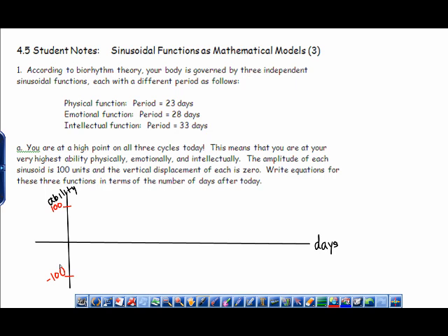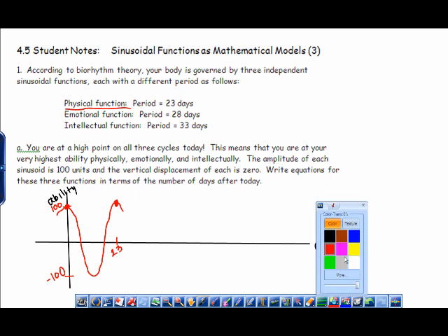Okay, now I know that for the physical, I start at the top. So on day 0, today, or after 0 days, I'm at 100. 23 days from now, I'm going to be at another peak. So the graph is going to go down below, and it's going to go back up, and I'm going to be at another peak at 23 days. Okay, I'm going to switch colors here.